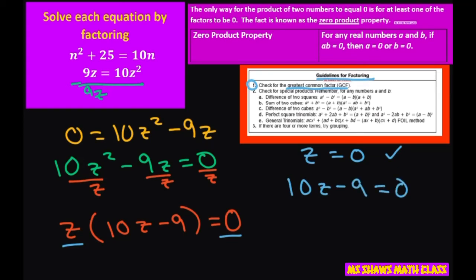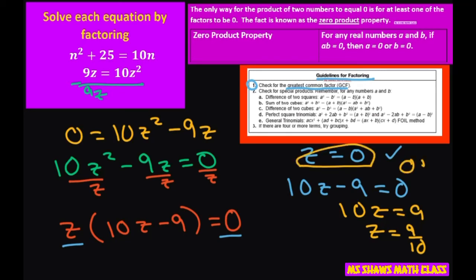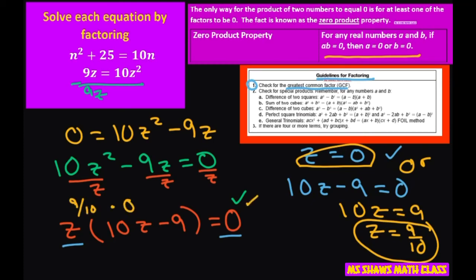So let's add 9 to both sides. You get 10c equals 9. And then divide both sides by 10, so you get c equals 9/10. So we have c equals 0, or, and that's when you want to use your 0 product property, or c equals 9/10. So for example, if I plug in 0 here, I'm going to get 0 times negative 9. That equals 0. Or if I plug in 9/10, I'm going to get 9/10 times 0 equals 0.